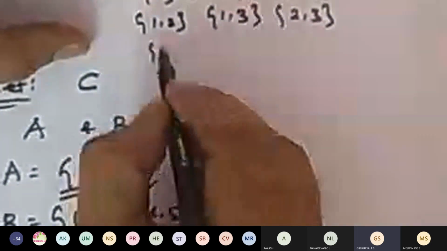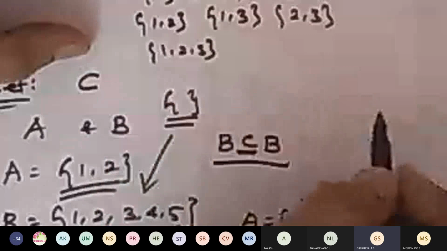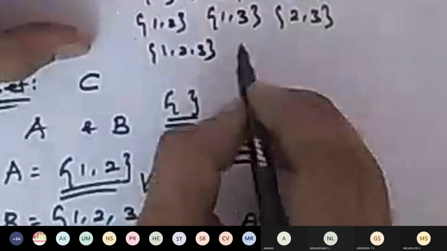Right, okay. Now I'm going to write another set: 1, 2, 3. List down all the possible subsets. Empty set, 1, 2, 3, then 1, 2, then 2, 3, 1, 3, and the same set itself, 1, 2, 3. Every set is a subset of itself.